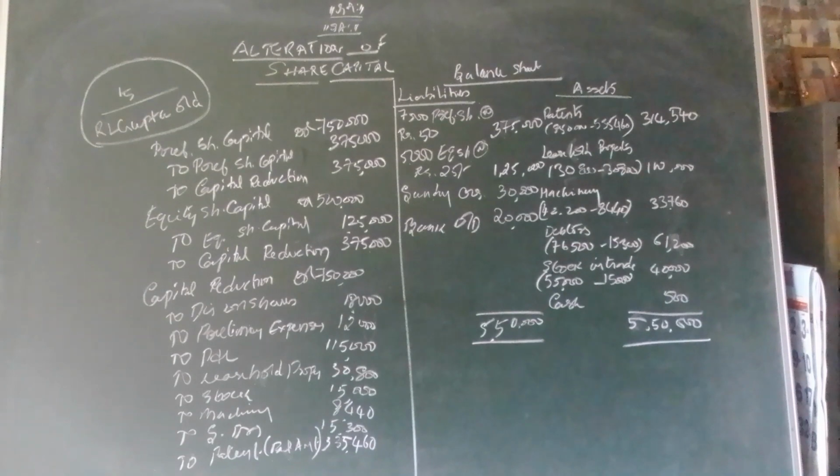Now we are going to discuss a problem taken from the chapter called Alteration of Share Capital. This is a problem taken from Aralgutta Radhaswamy, old edition. In this, we are given a balance sheet and a scheme of internal reconstruction. According to that scheme, we have to solve the problem.